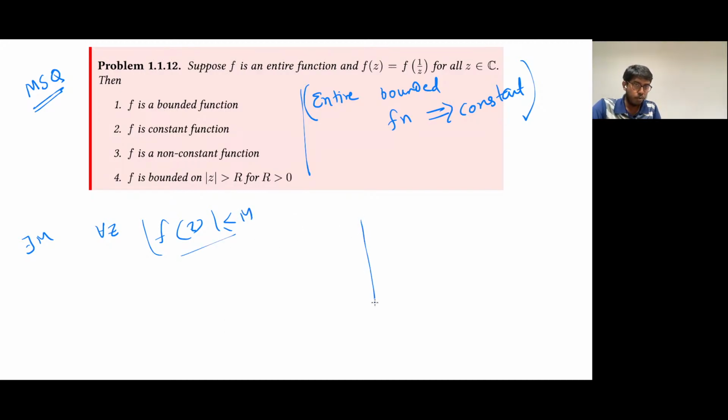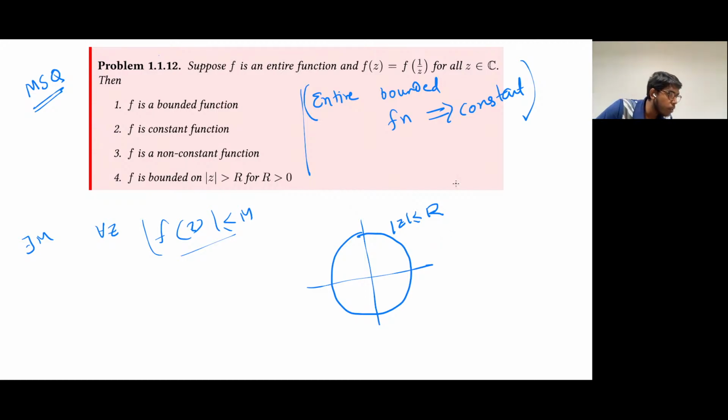If I take mod z less than or equal to r, is f bounded on this region? Oh, z in C minus 0. Right, you are right, z belongs to C minus 0. Yes, thanks. The equality is there for all z except 0.